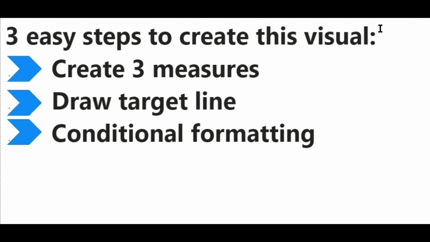I have used three simple steps to create this visual. First is to create three measures. So I have created three measures here. One is for total revenue, second is for target revenue, and third is for color formatting. Then the second step is to draw a target line, which is a constant line that we will create by using the analytics tab. And the final step is conditional formatting. So we will see step by step.